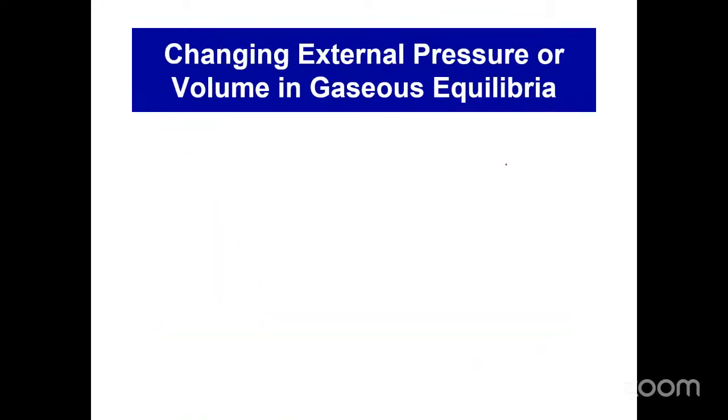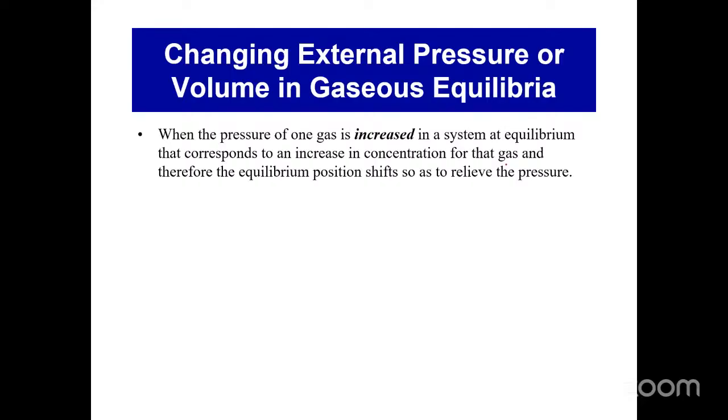All right. Now let's look at what happens when it comes to gases. This will apply to systems that have gases as components in the system at equilibrium. We're going to look at it in two ways: what will happen if we change the pressure of only one gas in the system, and then what will happen if we change the pressure of the entire system. So let's look at what happens if we have a system where a gas is involved and we change the pressure of that one gas.